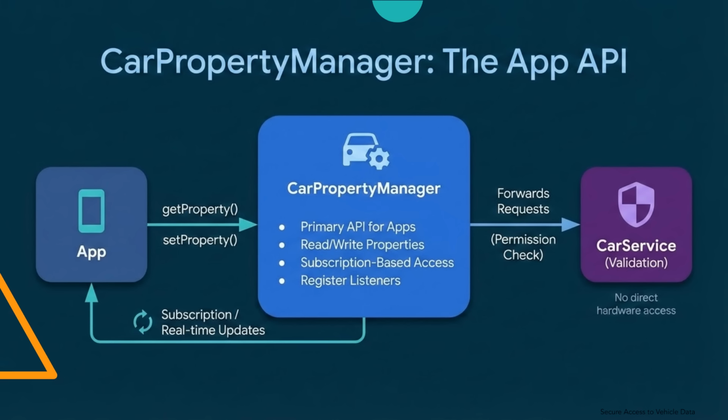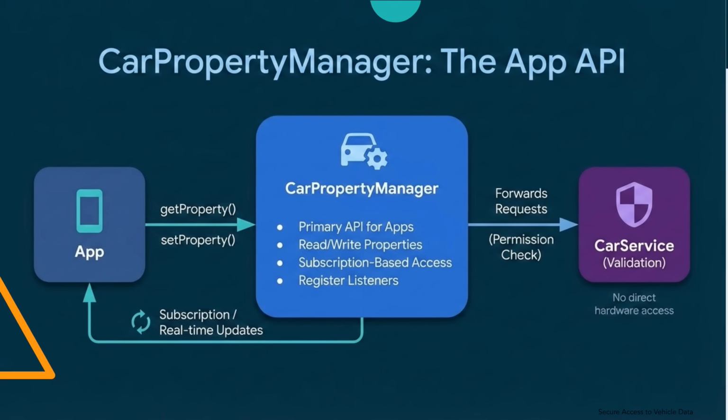Car Property Manager also supports subscription-based access. Applications can register listeners to receive continuous updates. This is critical for signals like speed or engine status, where real-time updates are required. However, all these operations are subject to permission checks. Even if an API is accessible, actual data access depends on authorization.